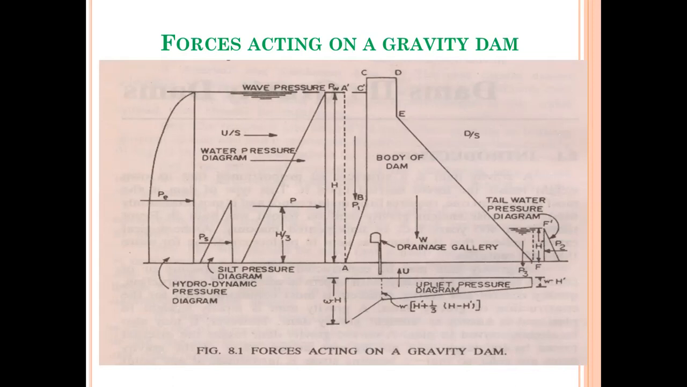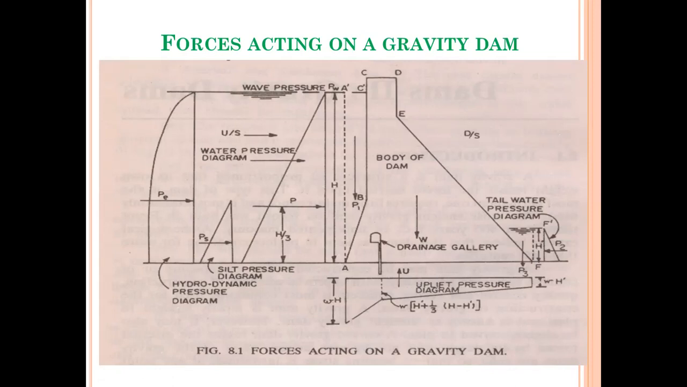Next one, uplift pressure. Uplift pressure acts below the dam, exactly up to the dam foundation. This is the uplift pressure. It is at the basement of the dam. The uplift force tries to pull the dam above the surface. So uplift pressure acts vertically upwards at the dam.